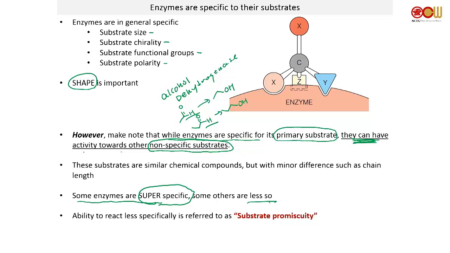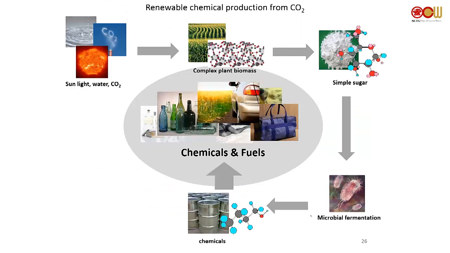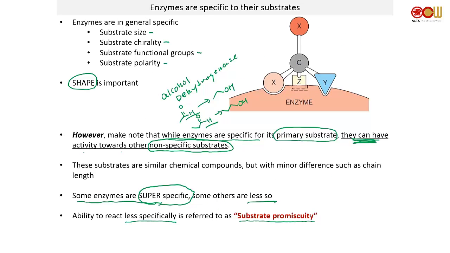How specific is the enzyme? Okay? Some enzymes are specific, some are not. So the ability to react less specifically is oftentimes referred to as substrate promiscuity. Okay? Meaning it's promiscuous in accepting different substrates. Okay? Why is this concept of substrate promiscuity very important to my research?